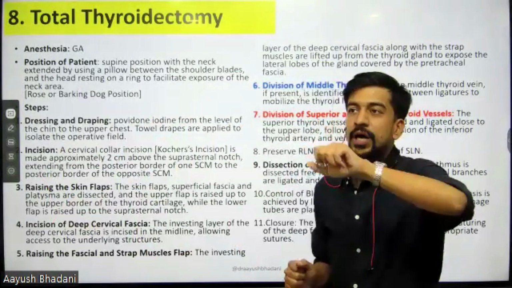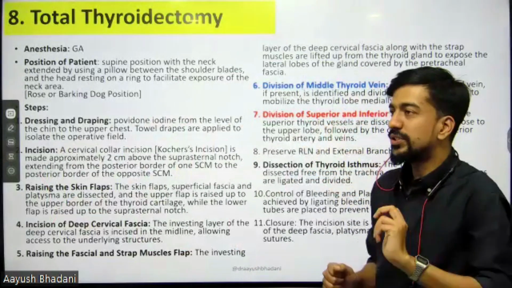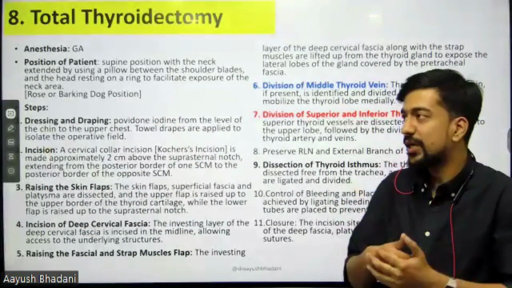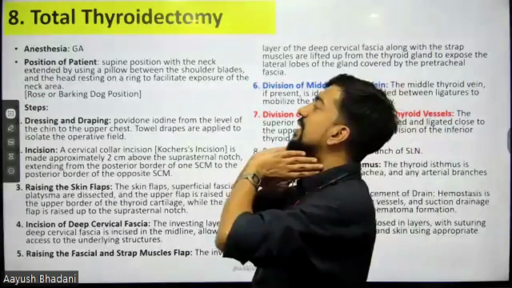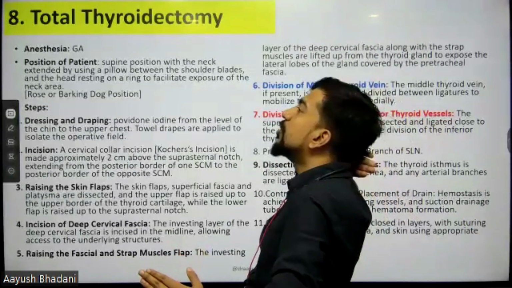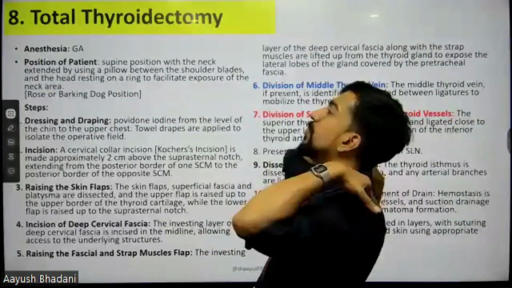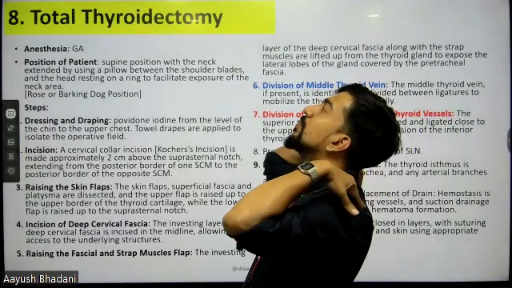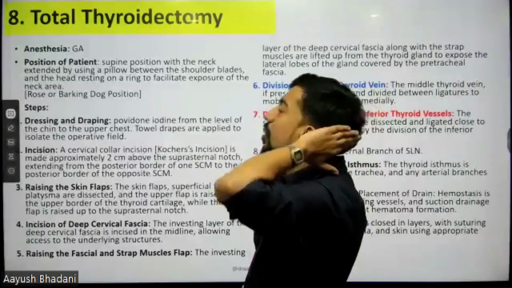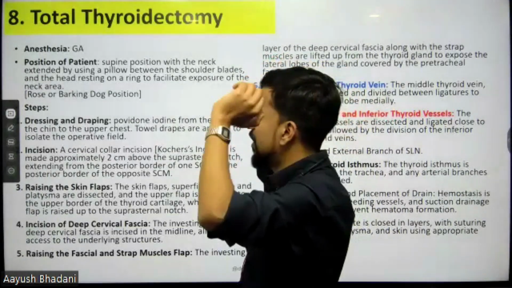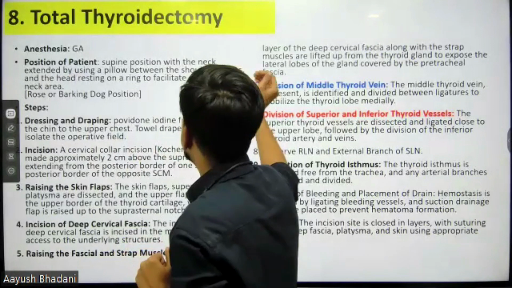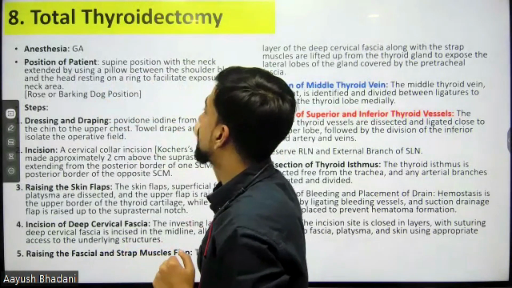Anesthesia is GA. The position is the Rose position or the barking dog position. You'll not be asked just what the position is, but as final year grads, you'd be asked how you create that position. You have the patient supine with the neck extended by putting a pillow between the shoulder blades. We don't put a pillow beneath the neck, but below the shoulder blades, so the neck automatically extends. Then you rest the head on a pillow ring, to facilitate exposure of the neck area.